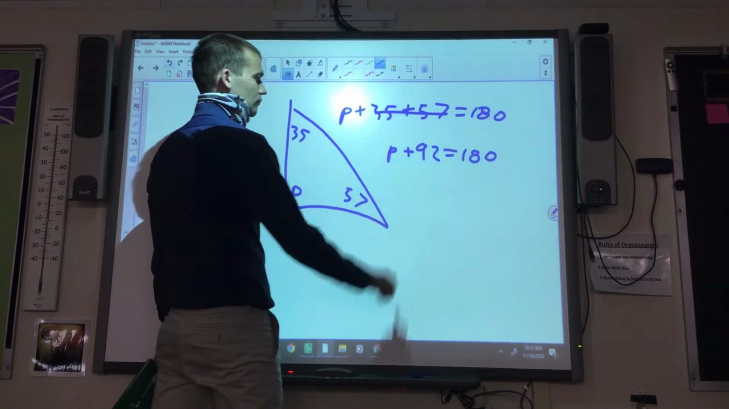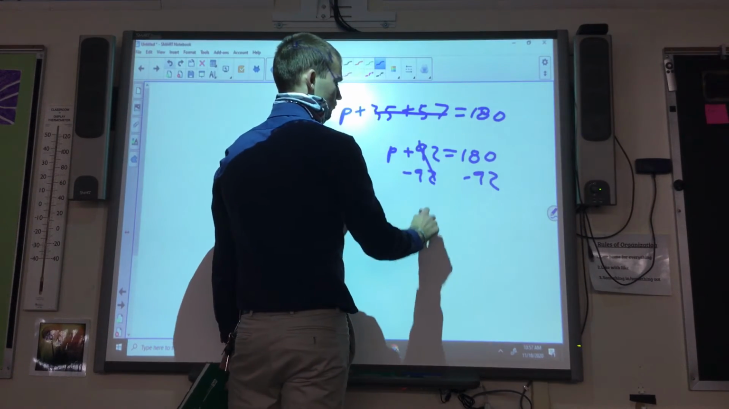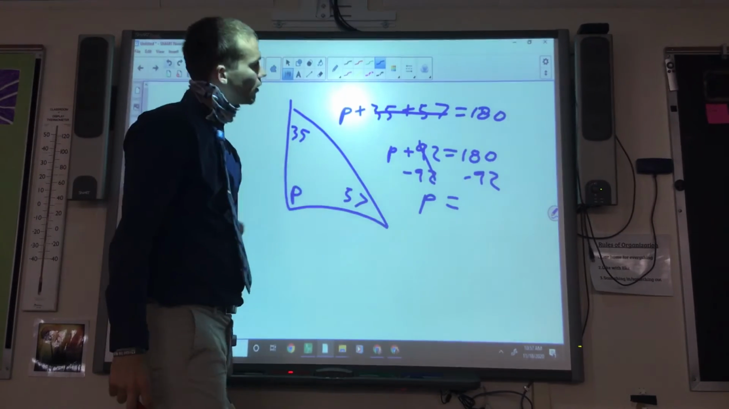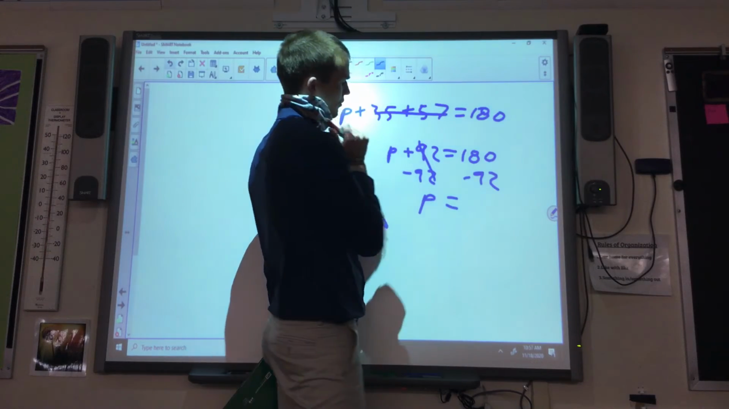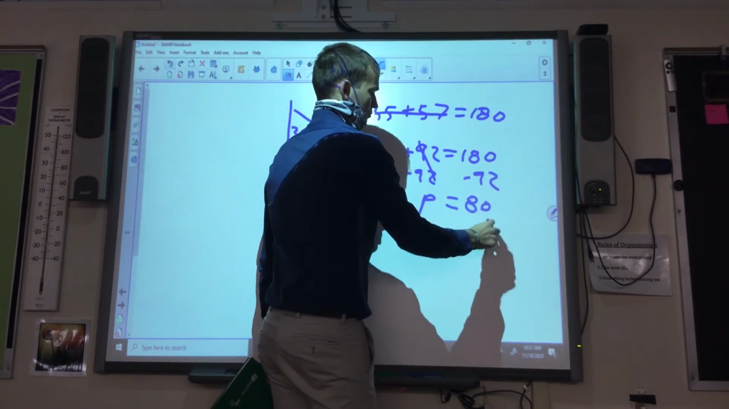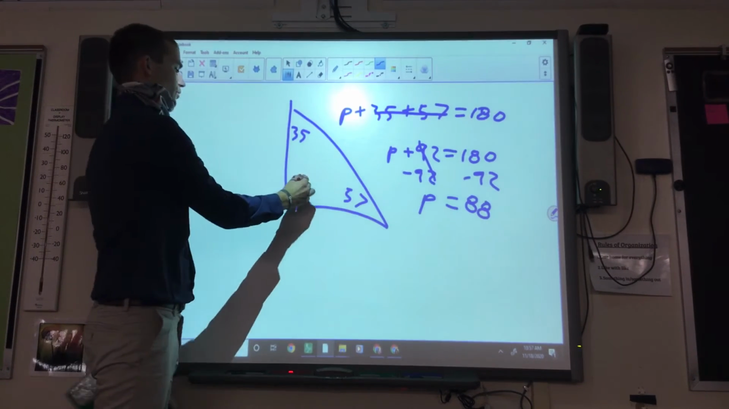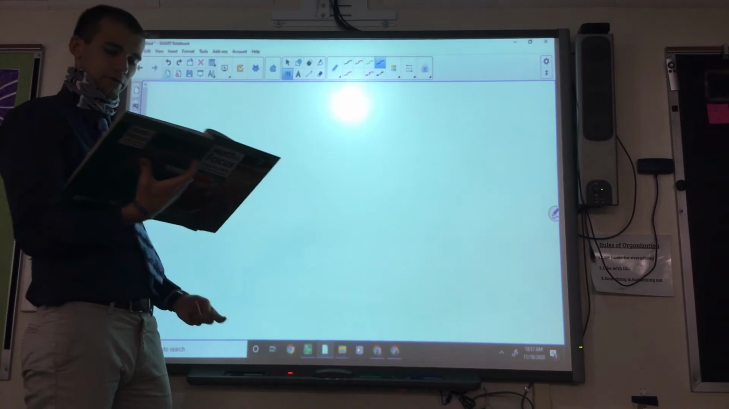72? Yeah. No, it's 88. Like if 90 is an even split, so it's 88. And I think they already put the degrees on there. Yes, they did. All right, bottom of page 45.